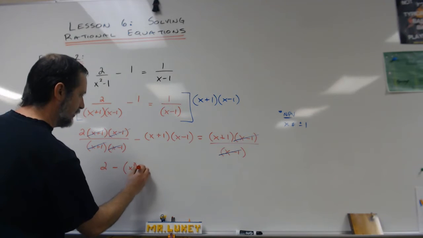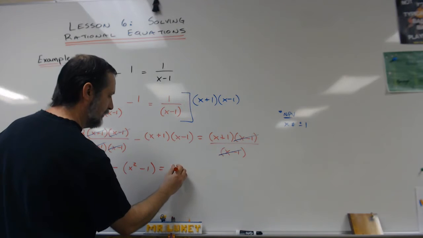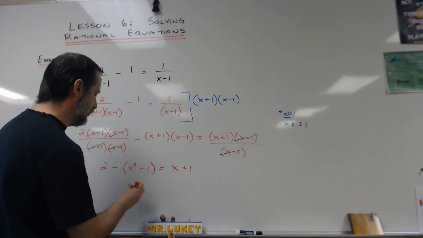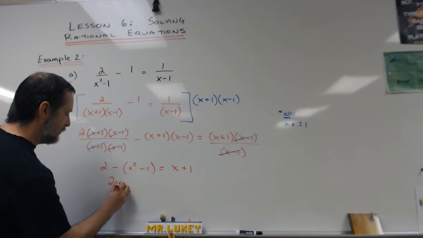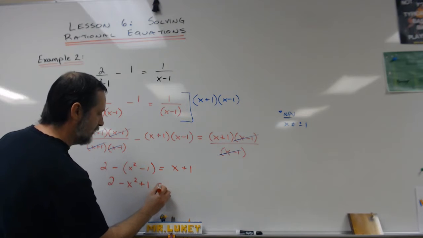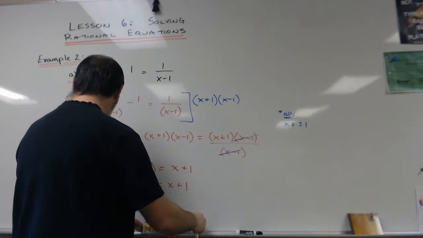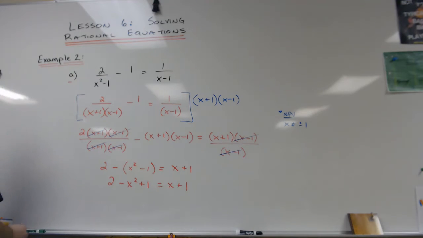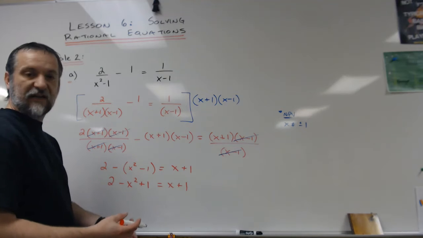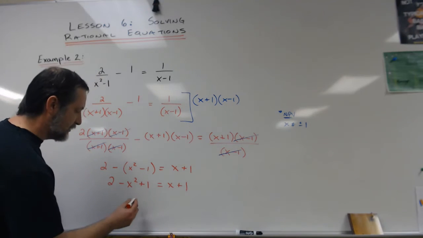So x squared minus 1 is going to equal x plus 1. I am going to do the subtraction, so 2 minus x squared plus 1 equals x plus 1. I need to say I got this in quadratics and I want to solve for x. So because it's in quadratics, I'll have to make it equal 0.